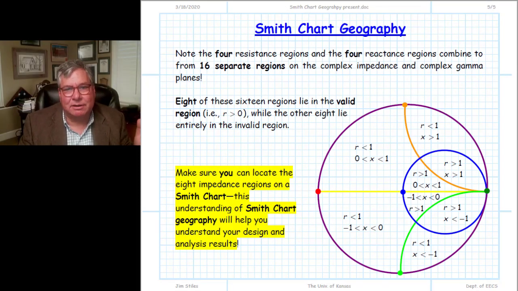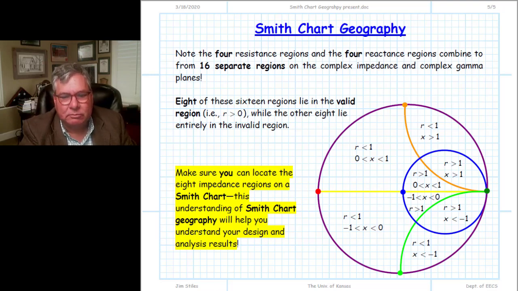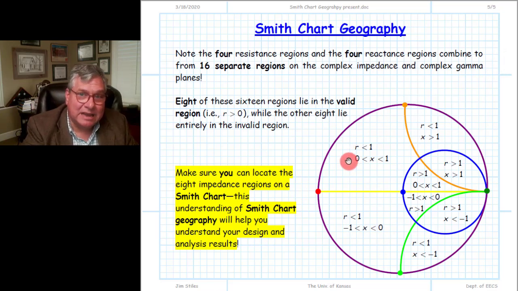If we combine the results of all of these mappings, four regions defined by their resistance and four regions defined by their reactance, combine them together, what we find is that we have 16 different regions on the complex gamma plane, 16 different regions in our Smith chart. On the complex gamma plane, we have 16 regions, and therefore 8 regions inside of the validity region on our Smith chart. And so we look at these four regions and we can define them, again, based on both their resistance and their reactance.